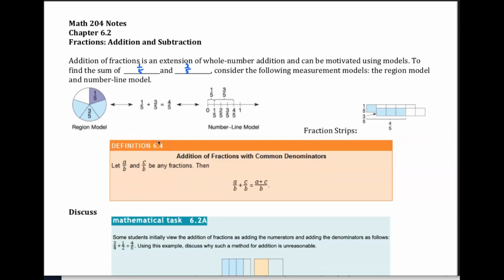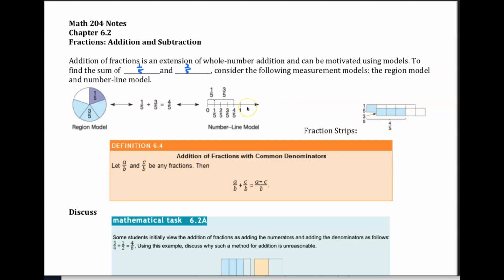We're going to go ahead and take a look at addition and subtraction of fractions. And so addition and subtraction of fractions, we can look at in multiple ways. A region model, for example, 1/5 plus 3/5, we can look at a region model. We can look at a number line to do that. Or we can look at fraction strips.